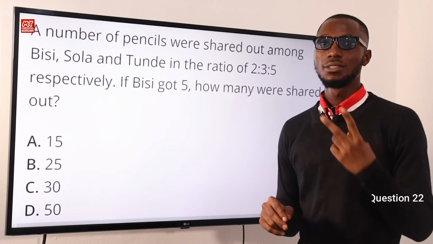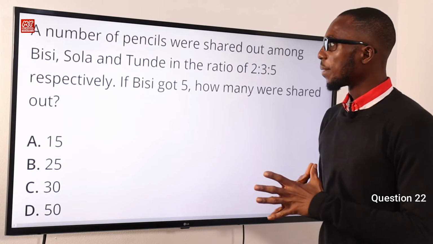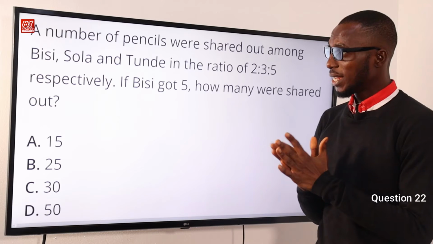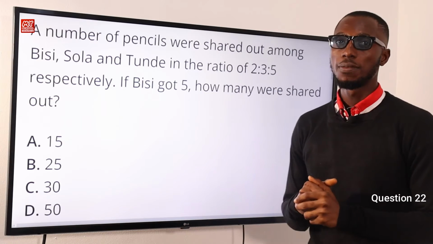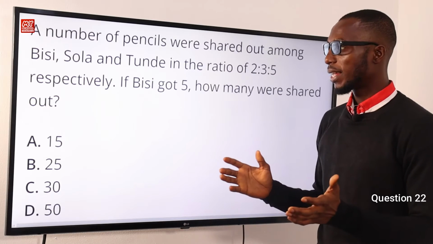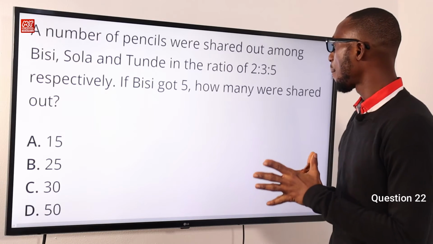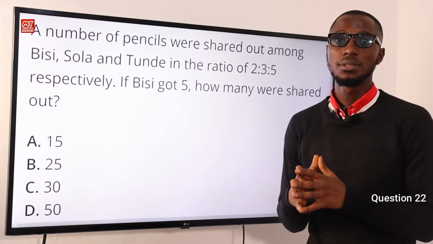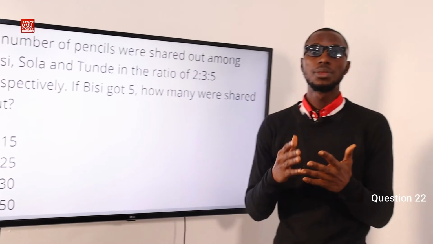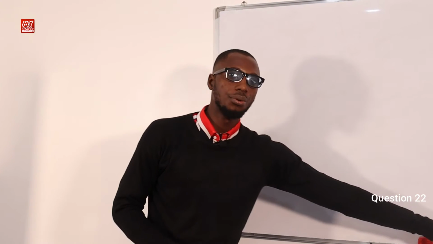Question 22. A number of pencils were shared among BC, Shola, and Tunde in the ratio of 2:3:5, respectively. If BC got 5, how many were shared out? Read that. Okay, so that tells you that 2:3:5, add them together, that will be 2 plus 3, that is 5, plus the last 5, that is 10, okay?